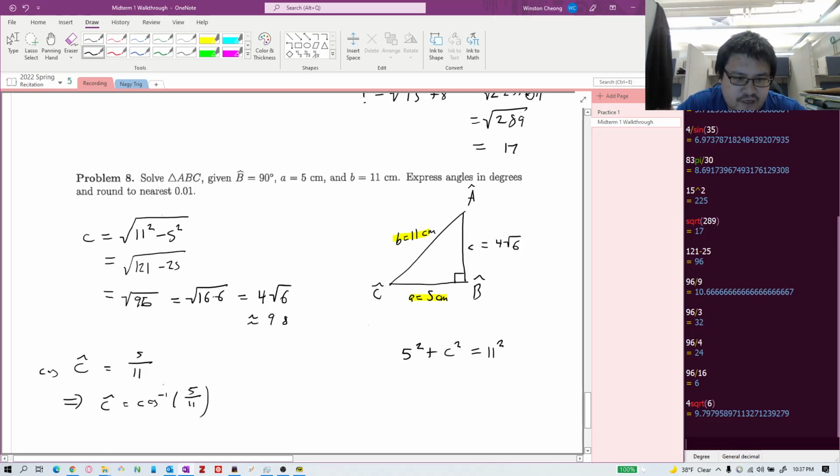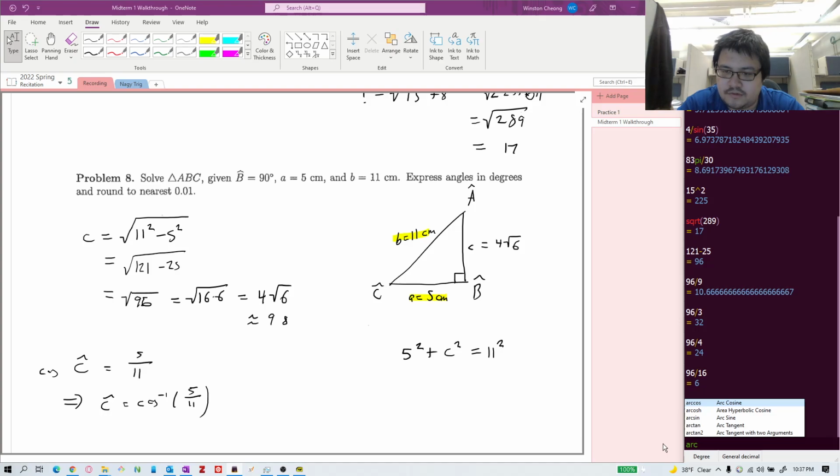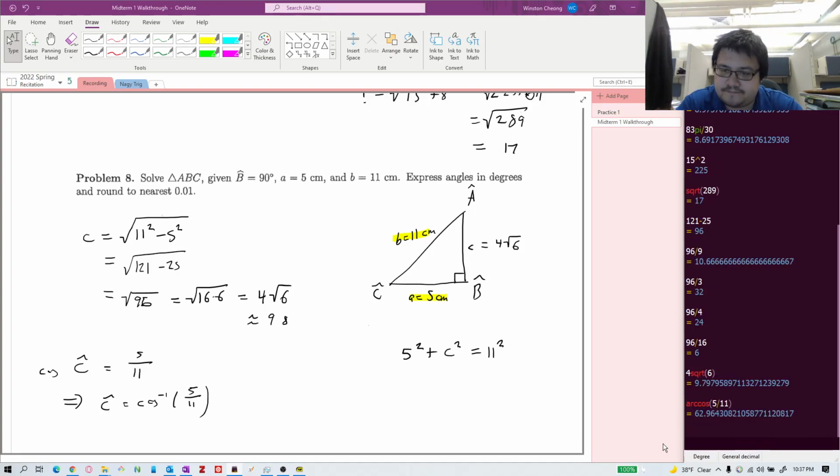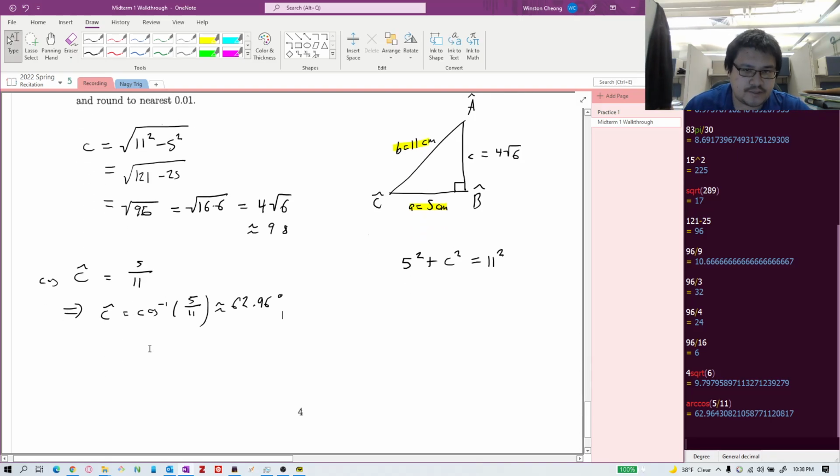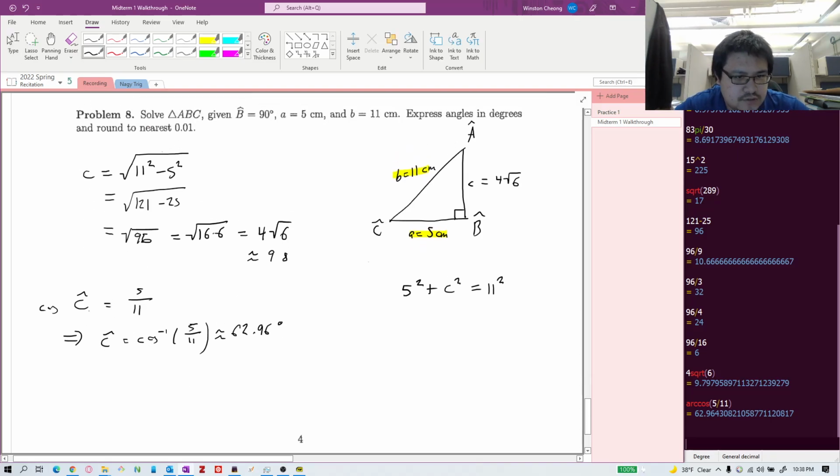Inverse cosine of 5/11. So my little calculator here. On this calculator, inverse cosine is called arc cosine. So 5/11. And it's important that this is in degrees. So I'm checking that again, that is the case. Right, so approximately 62.96 degrees.